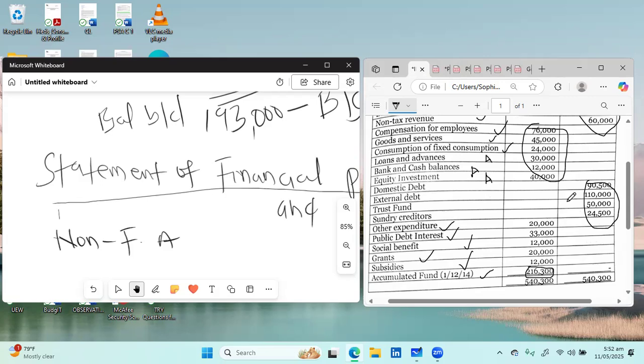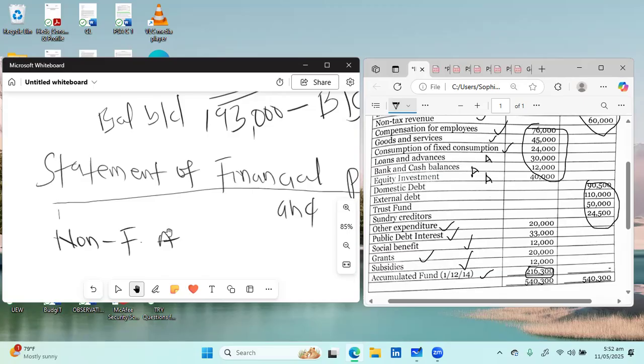These are all assets. Then when you check here, those are the credit side. All liabilities have credit balances. So domestic debt, external debts, trust fund, sundry creditors will be liabilities.